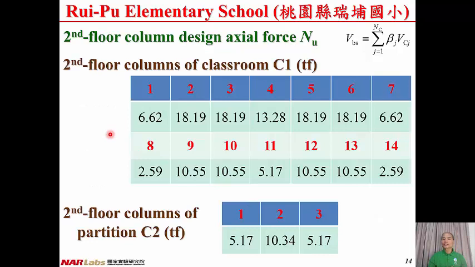Then we sum up all the design actual force on the second floor. There are columns of classroom C1 from number 1 to number 14, and the actual force varies from 6.62 ton-force to 2.59 ton-force. And also for the columns of partition walls, C2 for number 1, 2, 3, it varies from 5.17 ton-force to 10.34 ton-force.